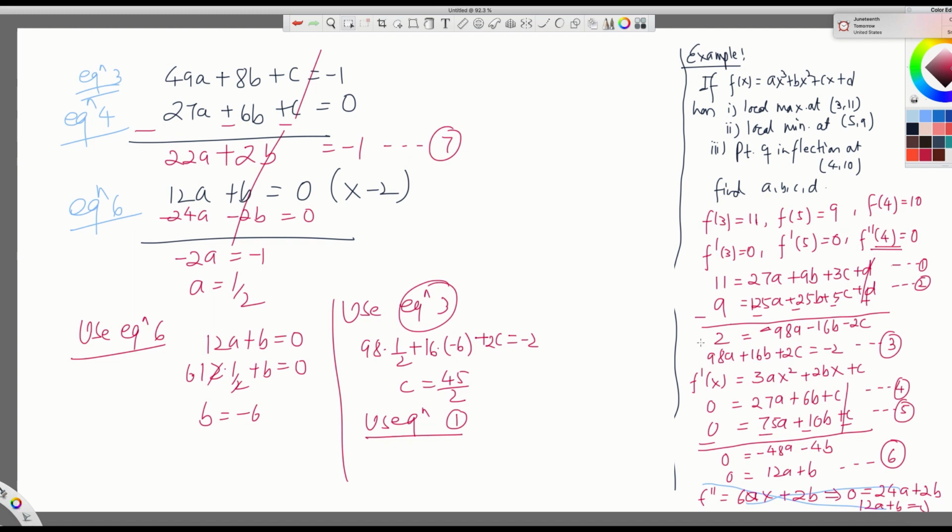Okay, well, how do you find out that? You will get 11 equals to 27 times 1/2 plus 9 times negative 6 plus 3 times 45/2, right? And then plus d. And if you use calculator, you will get d equals to negative 16. This is what you get. So we got the value of all a, b, c and d. Okay, thank you guys. So this is the end of this section.